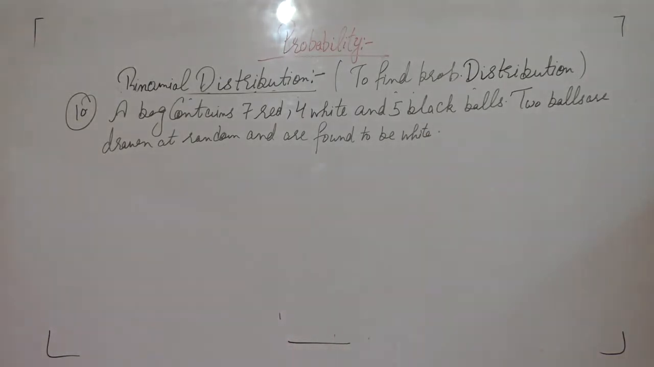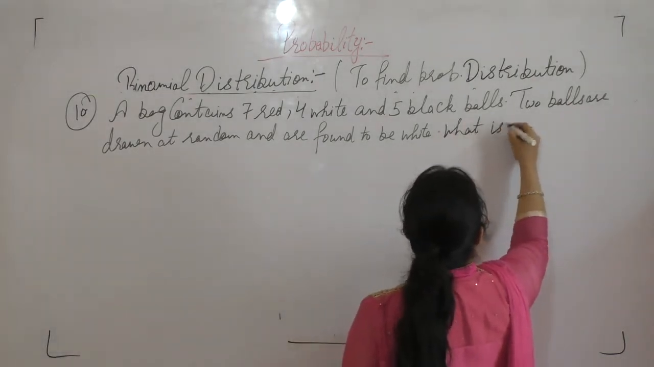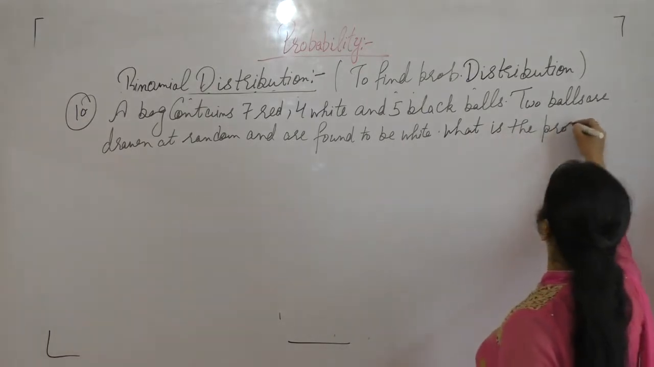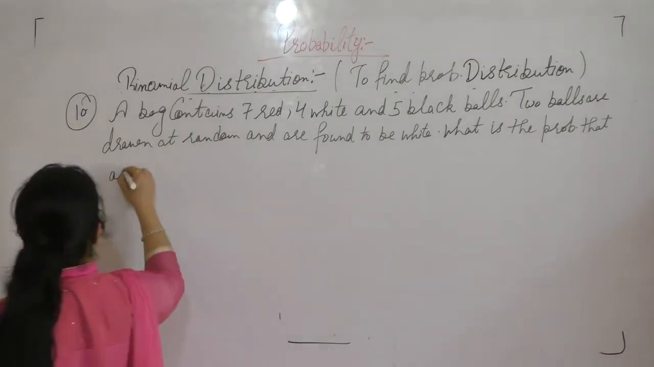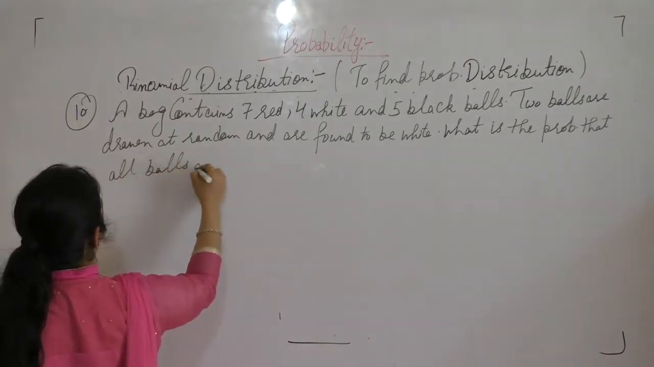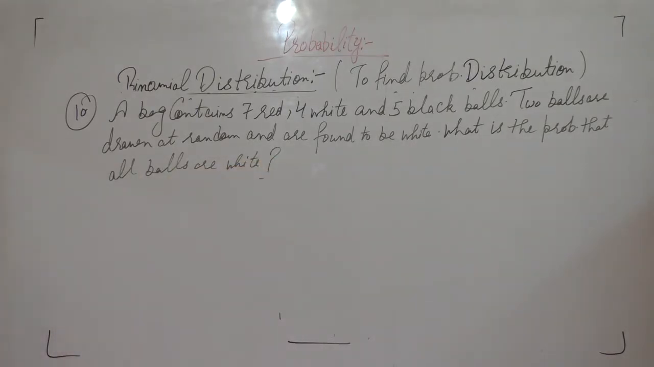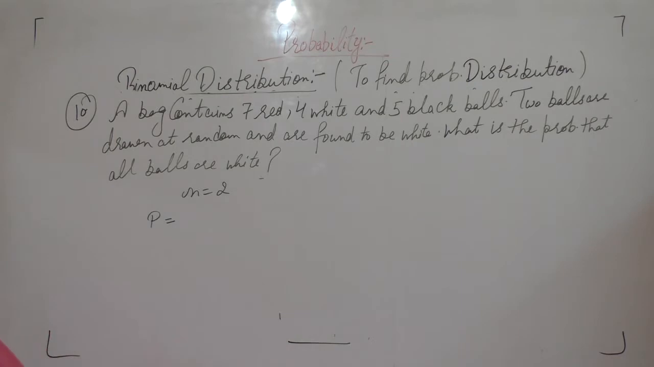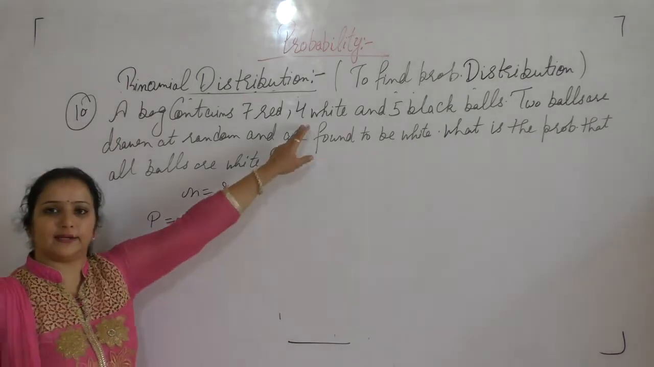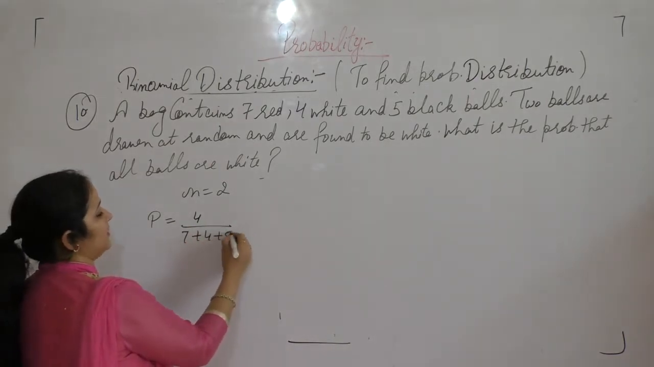What is the probability that all balls are white? We have to draw 2 balls and we want that all the 2 balls are white. Probability कि हमारे पास white ball आए. There are 4 white balls here and total number of balls 7 plus 4 plus 5.